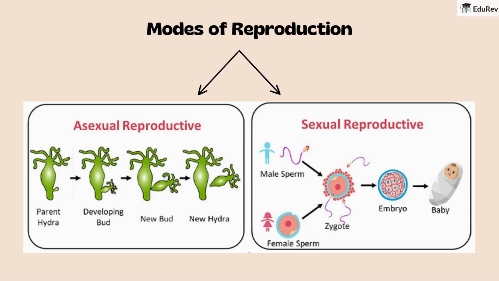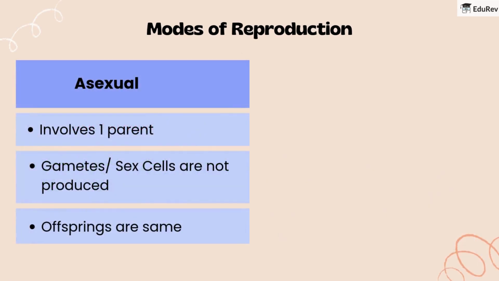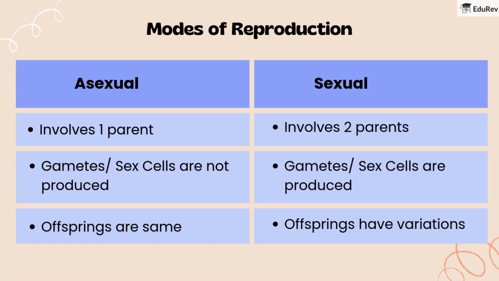There are two main modes of reproduction: asexual and sexual reproduction. Asexual reproduction is like a solo mission, involving only one parent. Gametes are not produced and the offspring, or baby animals, are pretty much identical to their parent. On the other hand, sexual reproduction involves two parents, and gametes are produced in this method. And the offsprings have variations.